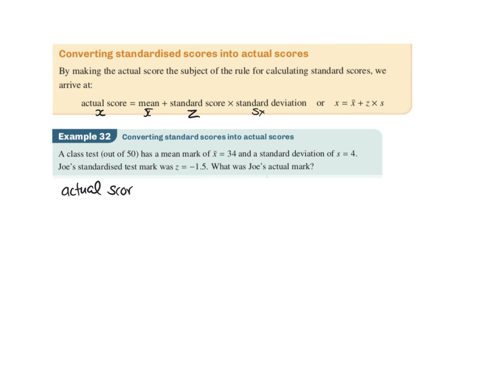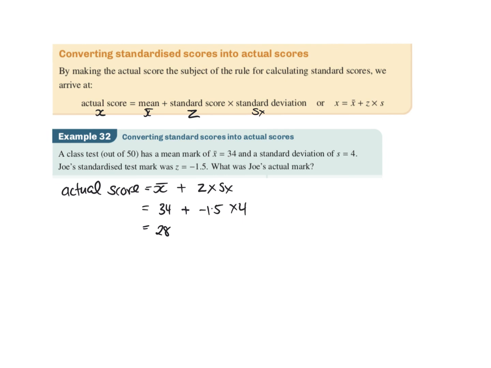Actual score equals the mean plus the Z-score times the standard deviation. So I plug in what I know. I know the mean's 34. The Z-score was negative 5 for him, times 4. So he got an actual score of 28 out of 50. Okay, so that was his actual score.